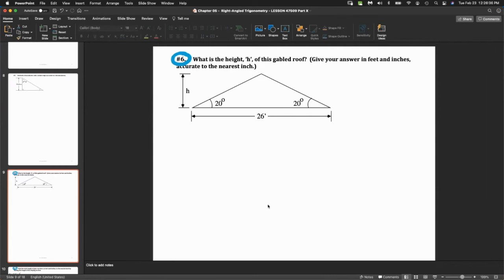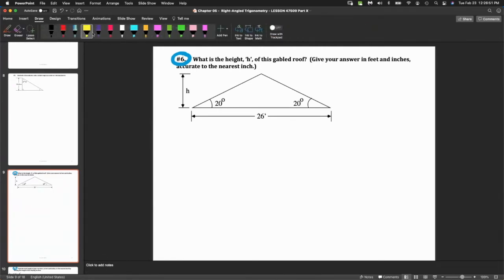But in any case, what's special about a gabled roof? Someone tell me about this triangle. What do you know about this triangle? Can someone describe the triangle to me? It has two angles that are the same. What type of triangle is this? Isosceles. Thank you, Shalon. Yes.